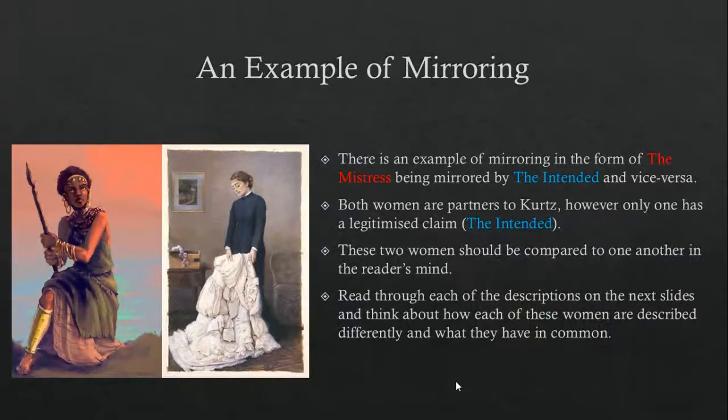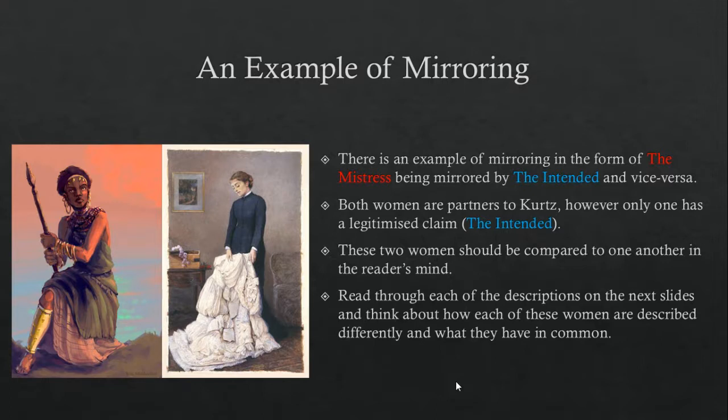So I'm going to take a very simple example of the mirroring technique in these texts, and I'm going to be comparing the mistress and the intended. Both of these women have a relationship with Kurtz. Arguably one is of a purely sexual nature, which is the mistress, and the second is a legitimized proposal, which is the intended. Obviously, you can immediately look at them, and I've chosen some fan art here to give you some ideas, but you can see exactly the differences between them.